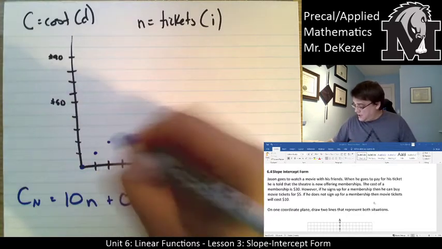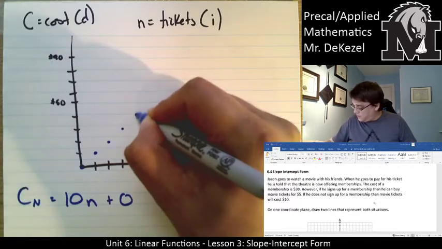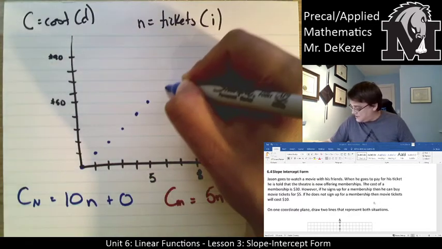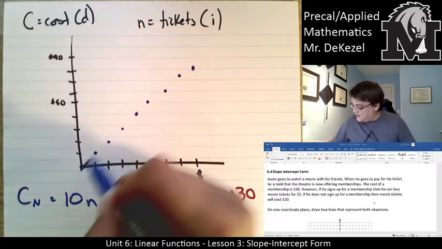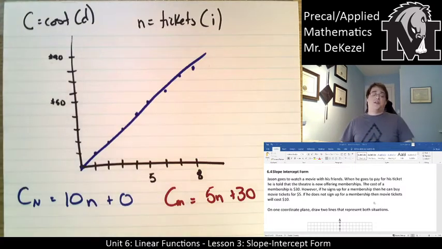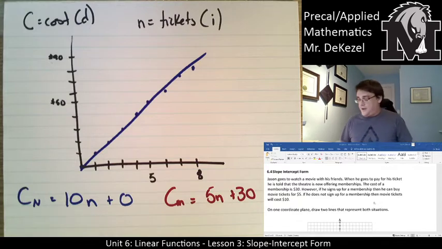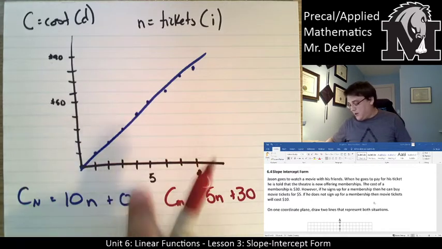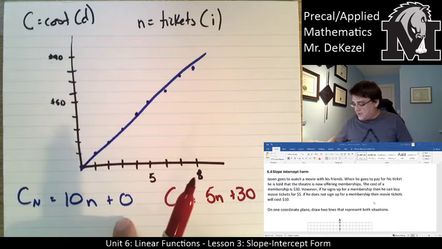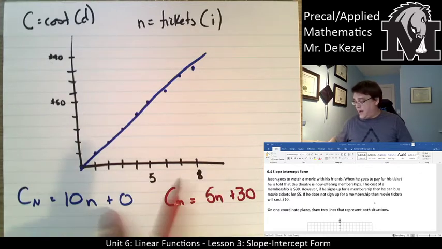Two tickets is 20, three tickets is 30, four is 40, five is 50, six is 60, seven is 70, eight is 80. You guys get the idea. It's pretty much a straight line. I've done my best with what I have. So it is a linear relationship, a straight line. Now, it crosses the y-intercept at point zero, right? The y-intercept is this line, and it crosses at the point zero, which is why our y-intercept here is zero. This last portion is what we're going to call the y-intercept.